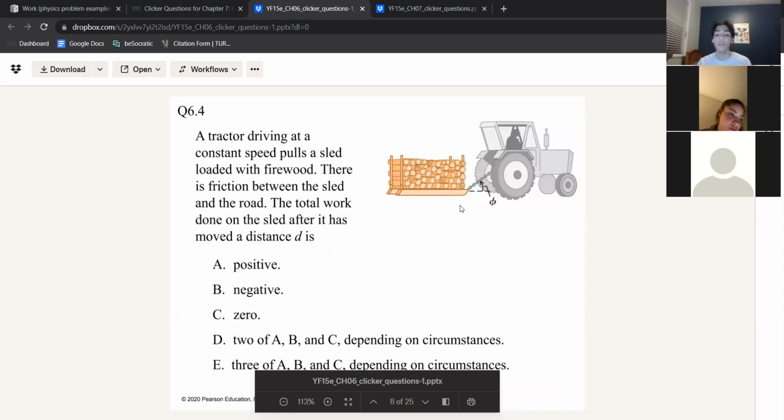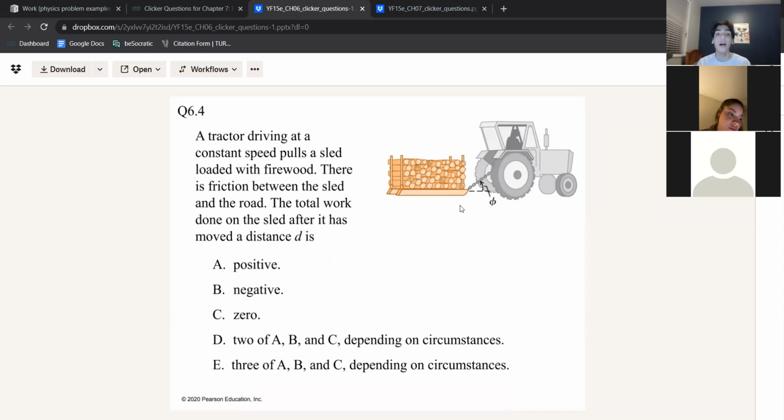All right, so 6.4 reads, a tractor driving at a constant speed pulls a sled loaded with firewood. There is friction between the sled and the road. The total work done by the sled after it has moved distance D is... it's asking for total work. The total work, interesting. So we might have to do that F D cosine formula thing again.